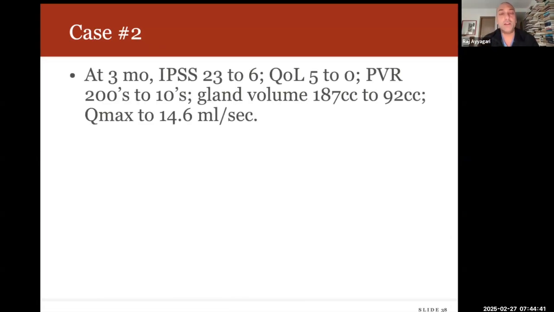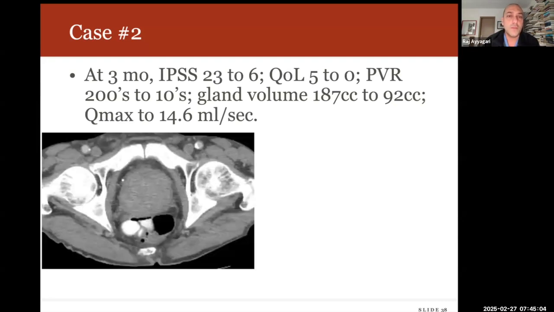And so at 3 months, his symptom score went from 23 down to 6. His quality of life score went from 5 to 0. So great improvements symptomatically. His post-void residual was, like I said, excellent, like next to nothing now, down to 10. His gland actually shrank to about half the size. Usually we expect the gland to shrink by about 1/3. So this was very much on the one end of the scale.